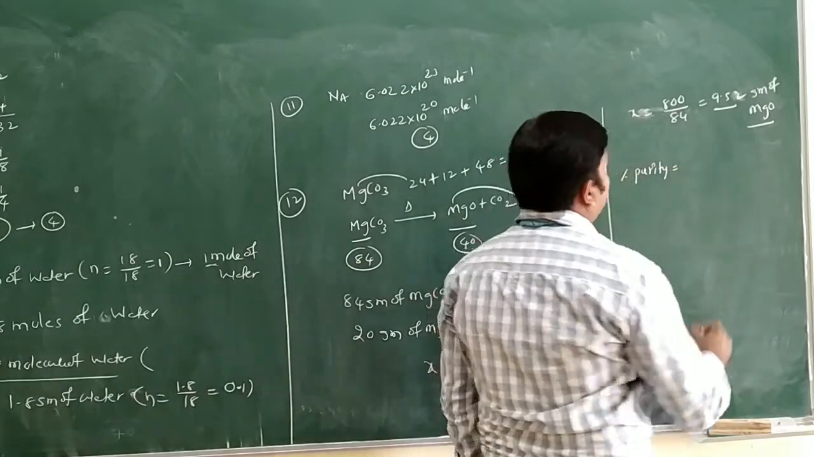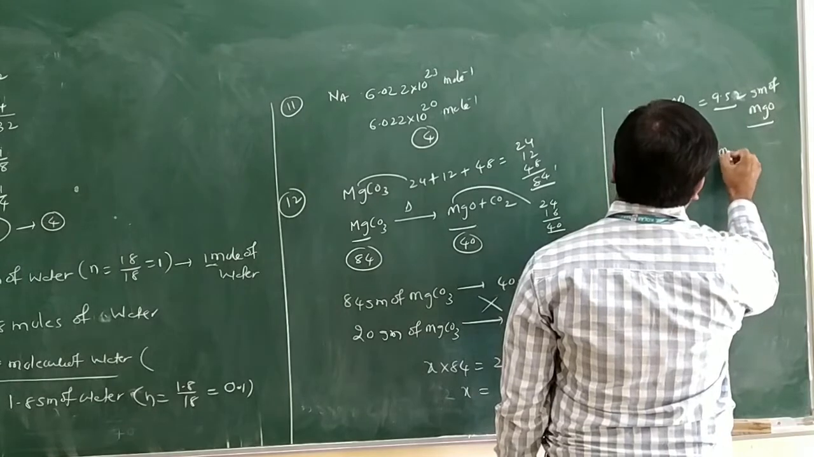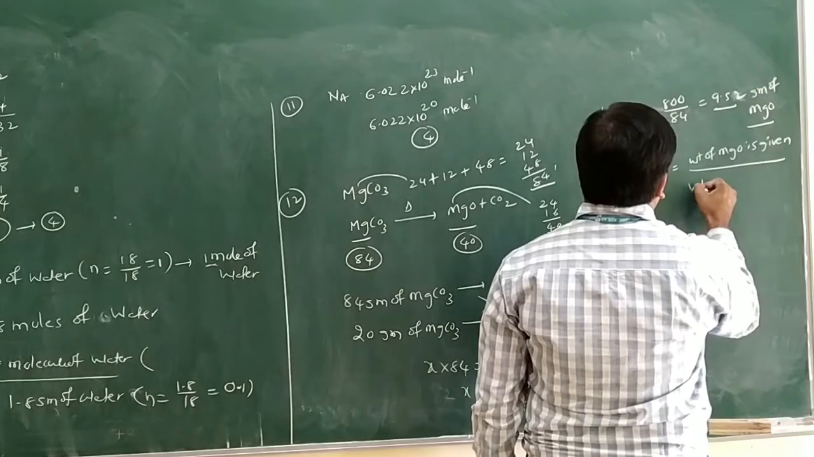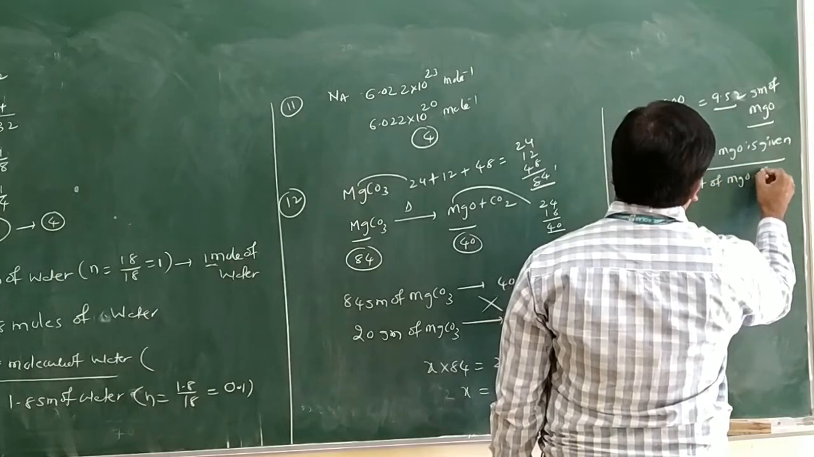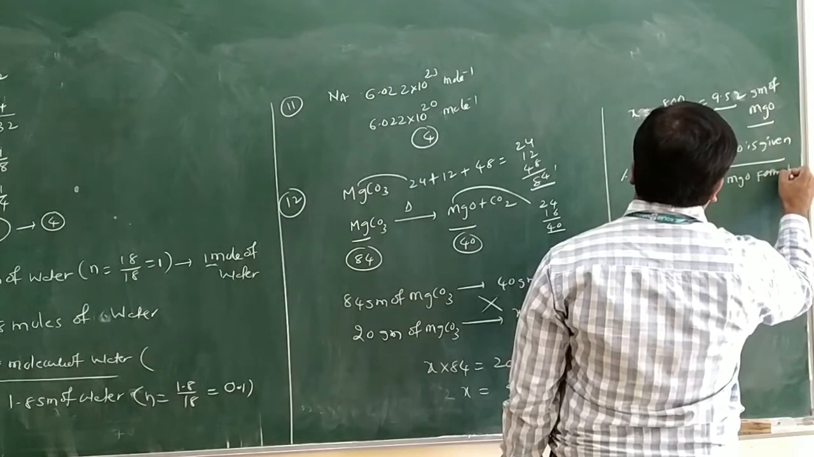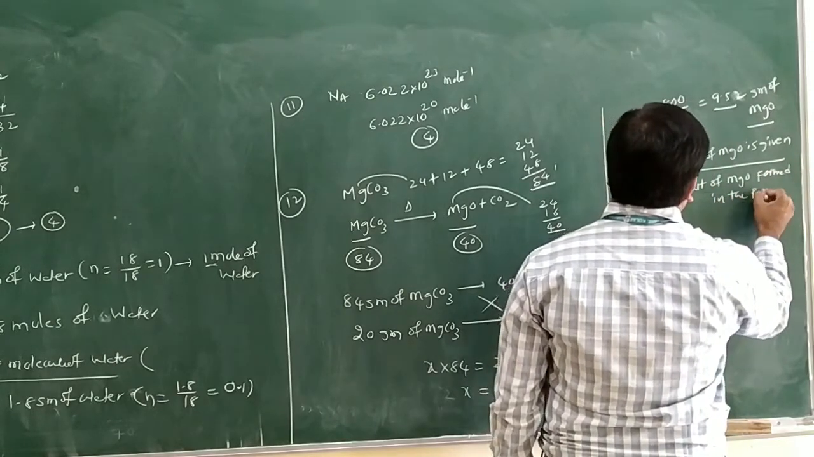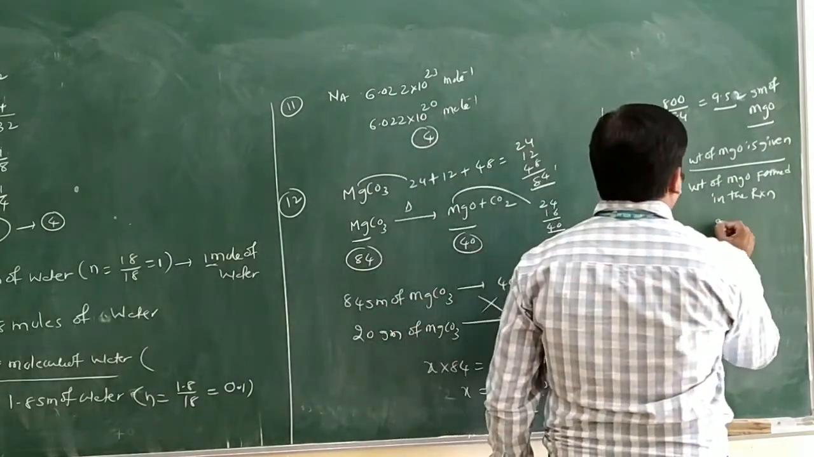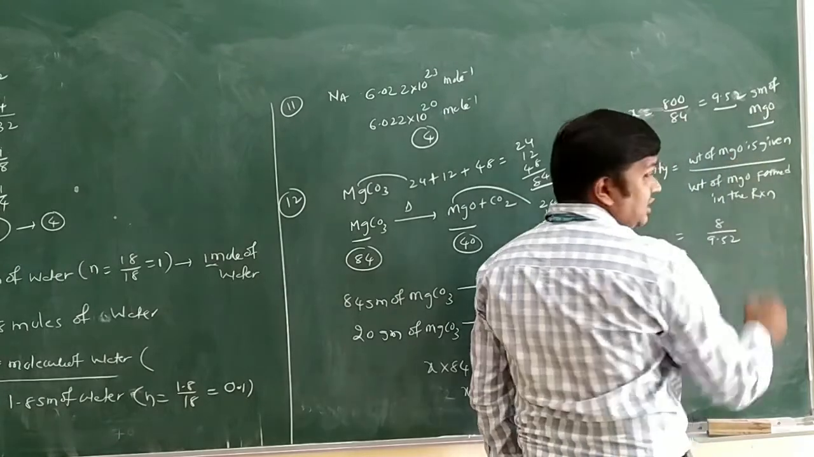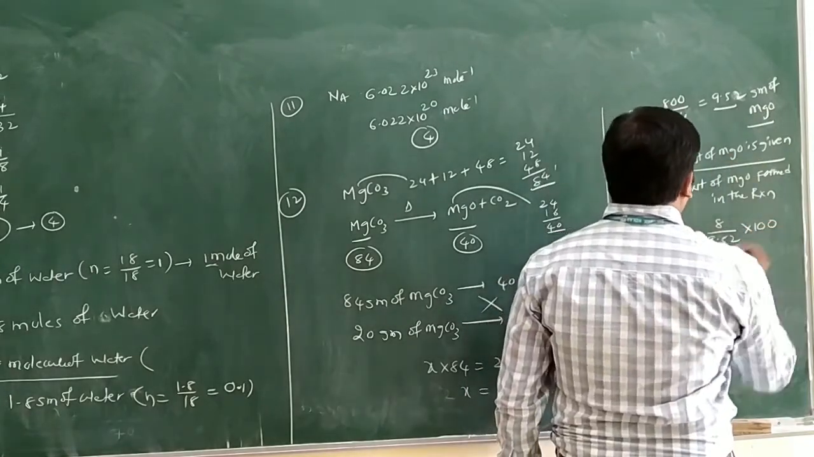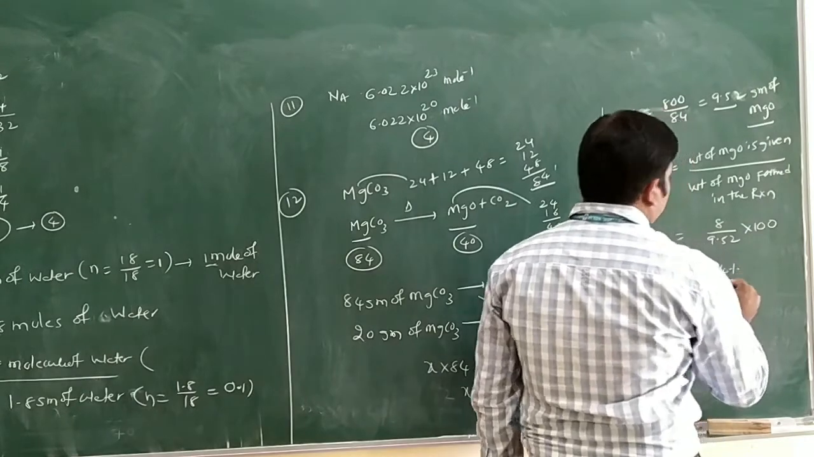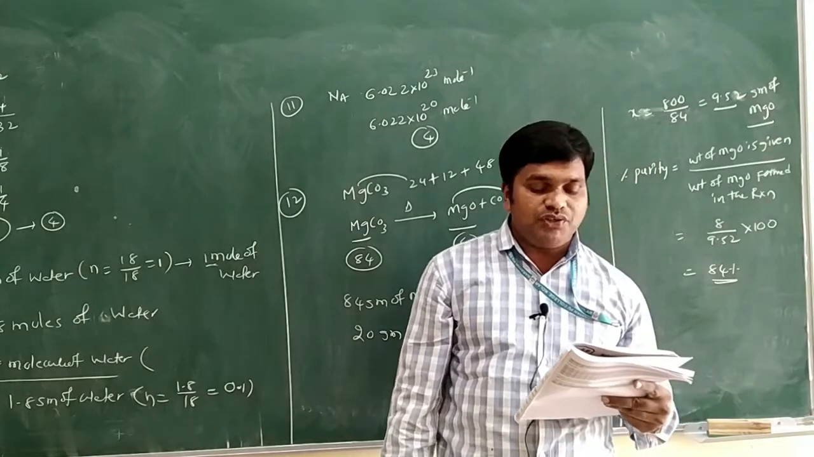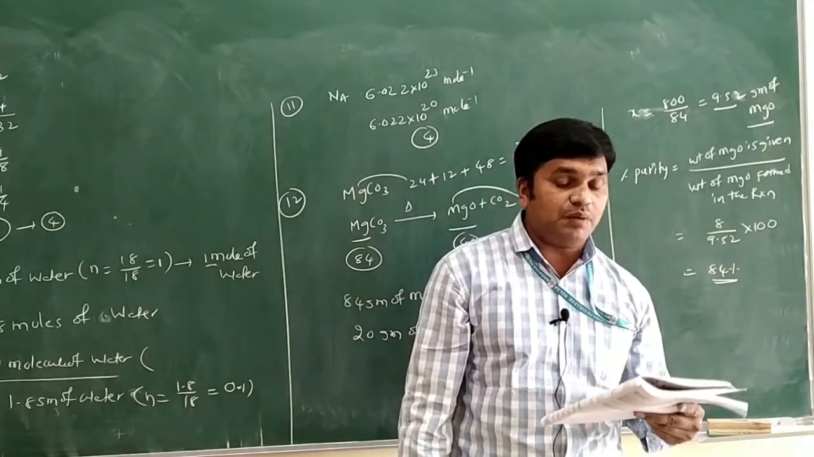Percentage of purity, what will you write here? Weight of MgO given by weight of MgO formed in the reaction only. What is the weight of MgO given? 8 grams only. By how much weight of MgO formed in the reaction? 9.52 into 100. Approximately how much will you get? 84% only. This is the percentage of purity of the compound of which one? Magnesium carbonate only. We will take option 2 for this question.